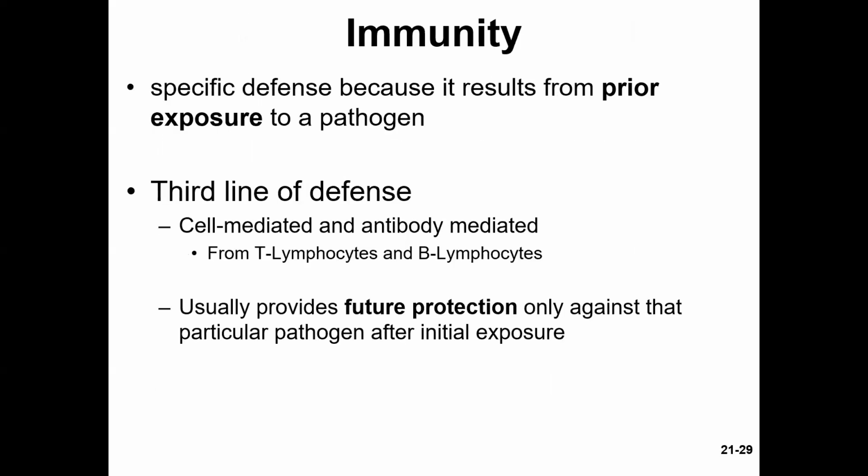Immunity is a specific defense because it results from prior exposure to a pathogen. It's the third line of defense. So cell-mediated and antibody-mediated lines of immunity make up the third line of defense. This again comes from T lymphocytes and B lymphocytes. It usually provides future protection only against that particular pathogen after initial exposure.